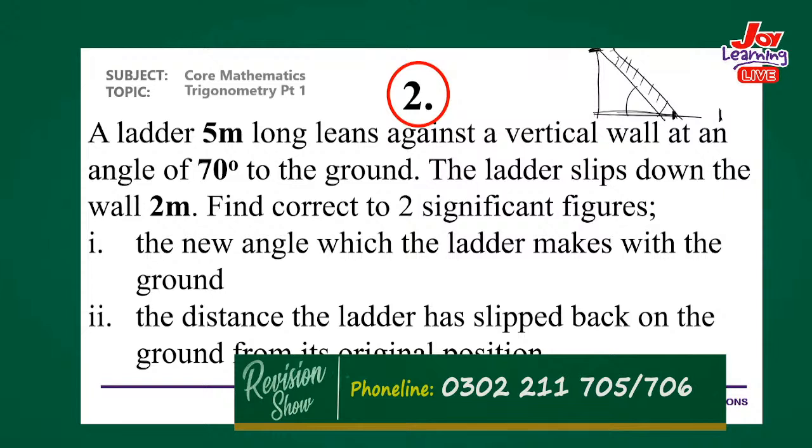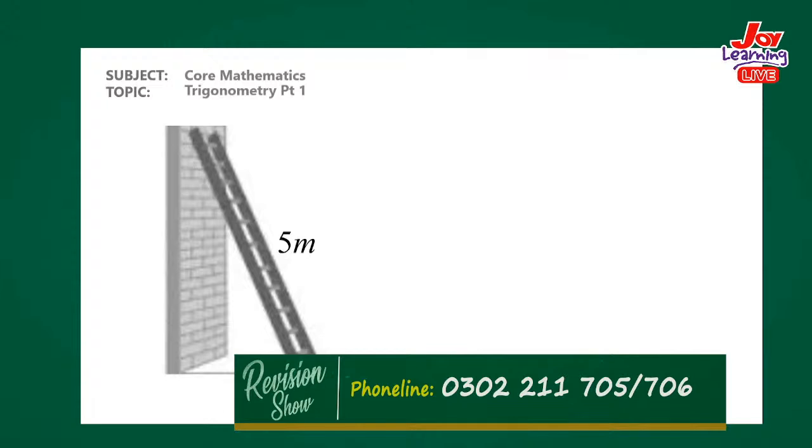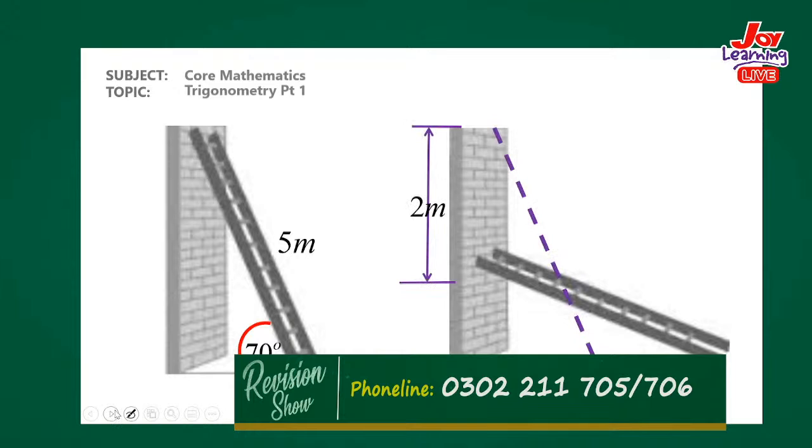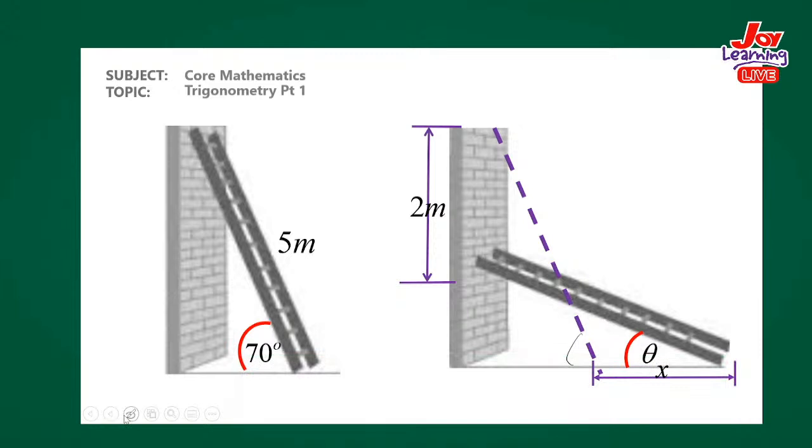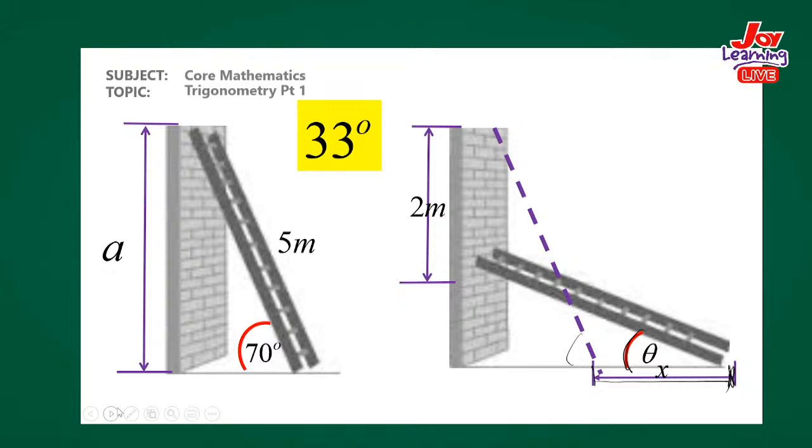All right, so let's come out with a solution and see what happens. This is the ladder and it's 5 meters long. It makes an angle of 70 degrees and it slips 2 meters down the wall. This is the original angle, which we know already, and it makes a new angle theta, which we don't know. That's what the question is asking us to calculate. So we want to find the angle theta here. Now that I've given you the clue and you've seen the picture, the final answer is 33 degrees, and Salamatu had it correct, and the other answer will give you 2.5.